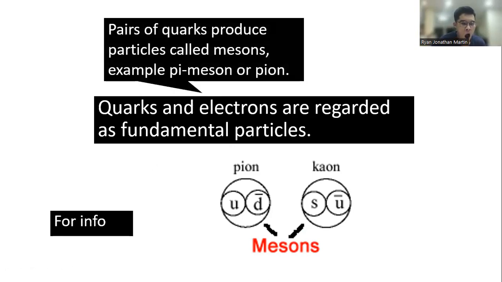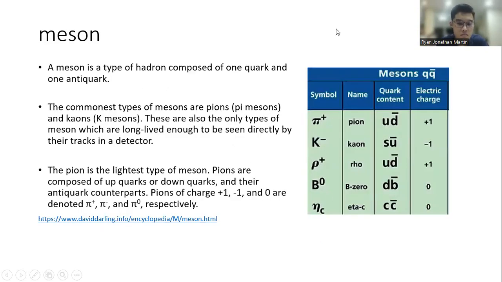Pairs of quarks produce particles called mesons. Example, pi meson or pion. It's the letter pi. That's why it's 1 up, 1 down. They will probably ask you to find the electron configuration, how to add up the charge of the pion. You don't need to memorize that. Know that this one is positively charged, this one is negatively charged.